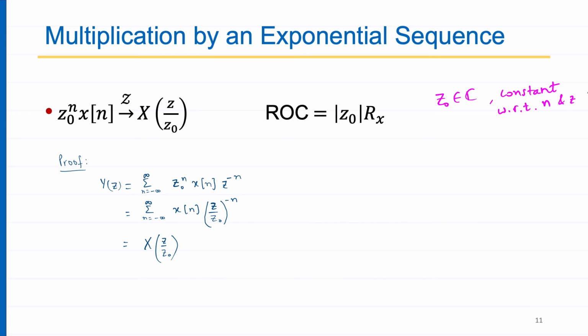And what is the region of convergence? For this to converge, this scaled z should lie in the ROC of X. So |z by z0| should be in Rx, because every time you are only concerned with the radius, since the ROC is always a circular region, either a ring or inside a circle or outside a circle. We are interested only in the magnitude, and we have already seen the proofs before. So |z upon z0| belongs to the region of convergence of X, and that is what the ROC is: |z0| times Rx.